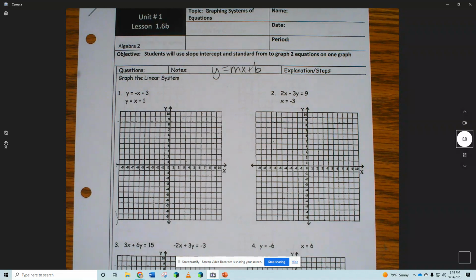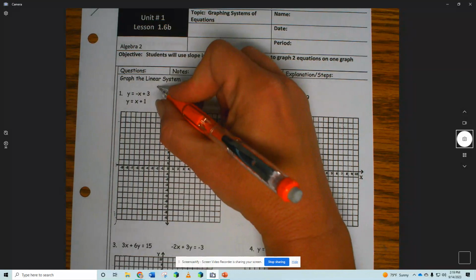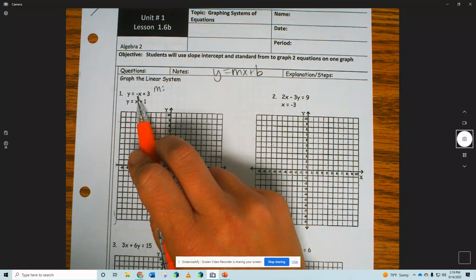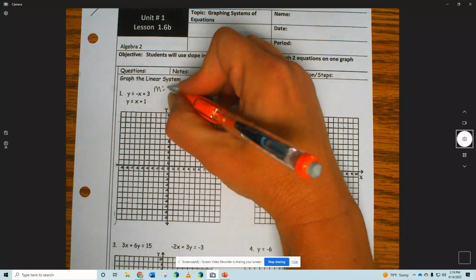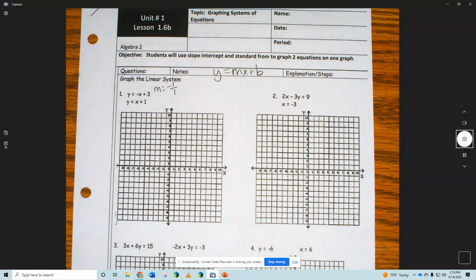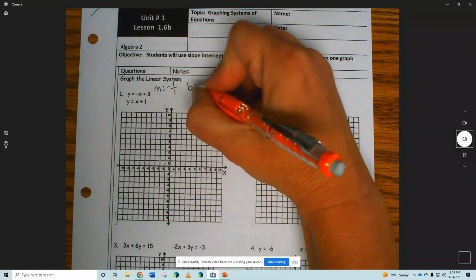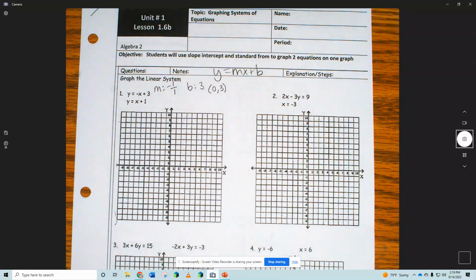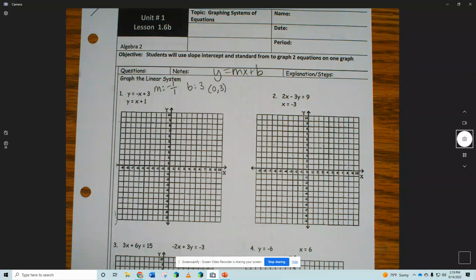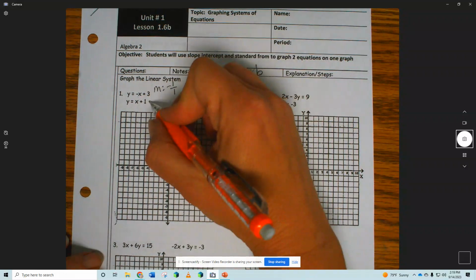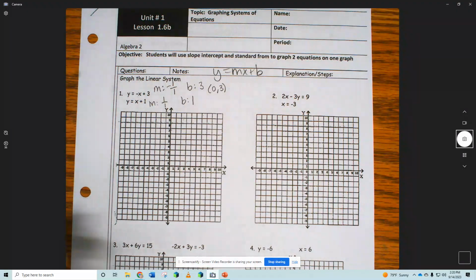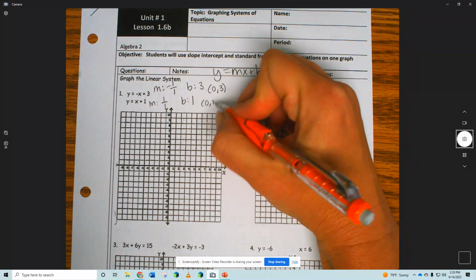So first things first. Number one's already done for us. Super nice. My slope: there's no number in front of x. What number is that? Negative 1. And the negative goes with the numerator. My y-intercept is 3, which we know as (0, 3). For the second equation, my slope is 1 over 1, and my y-intercept is 1. The ordered pair would be (0, 1).